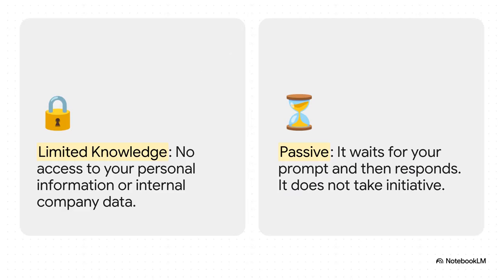And that little example perfectly highlights the two big limitations of a basic LLM. Number one, its knowledge is stuck in the past. It can't see real-time info or your private data. And number two, it's totally passive. It literally just sits there waiting for you to tell it what to do next. It won't do anything on its own. Remember those two things, limited knowledge and passive, because they're super important for what comes next.